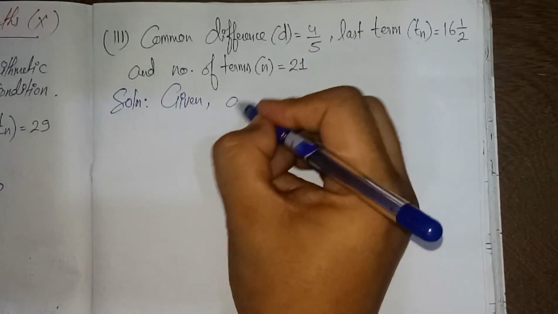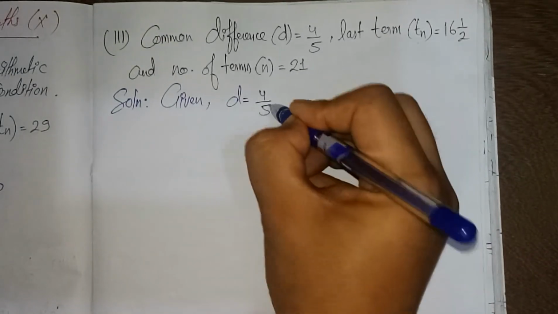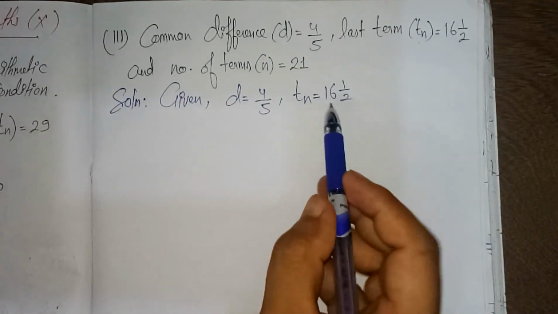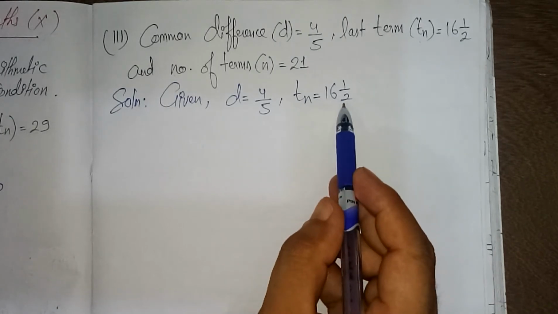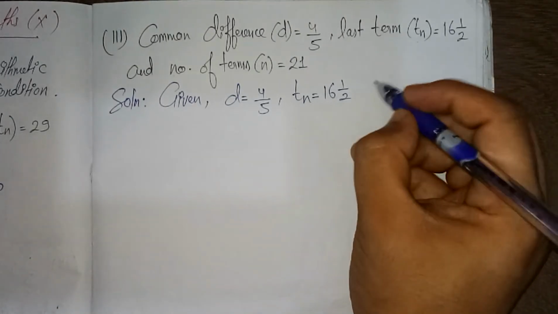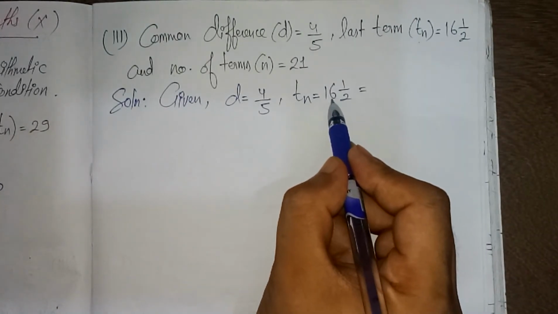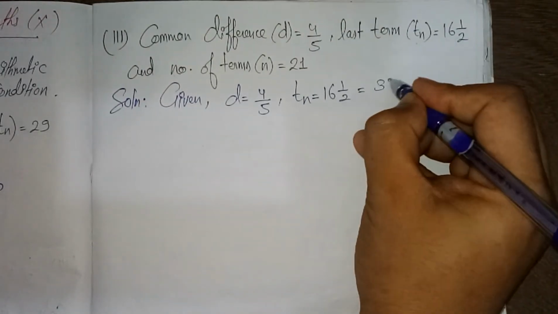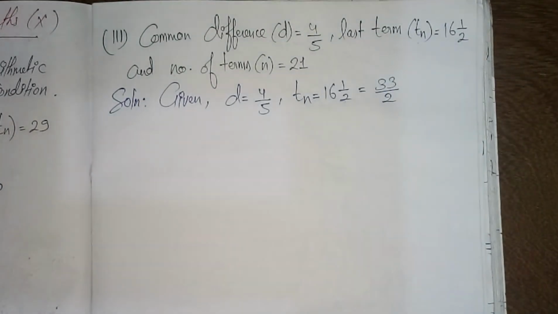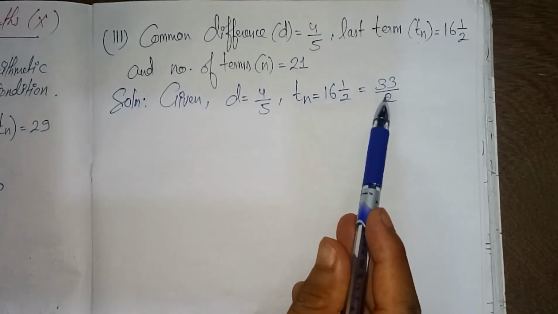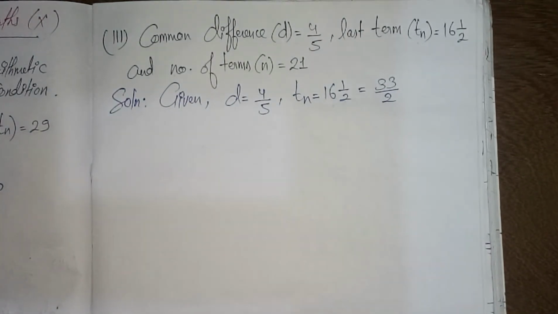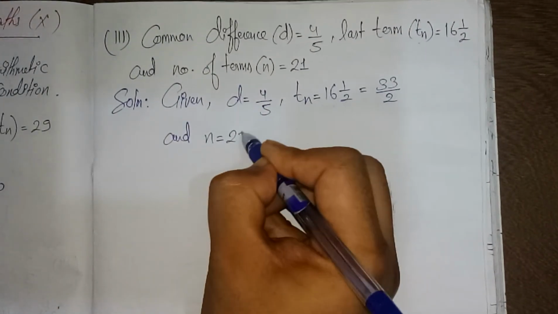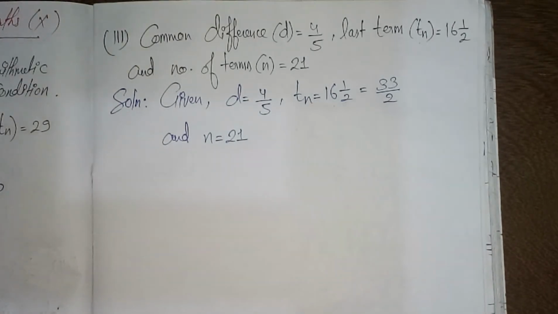What is given? d is equal to 4 by 5. Tn is equal to 16 whole 1 by 2. Now here we have to convert this mixed fraction into an improper fraction, right? So it is equal to 16 multiplied by 2 is 32, plus 1 is 33, divided by 2. So this is the improper fraction equal to this mixed fraction. And at last we have n is equal to 21. So all these three values are being provided.